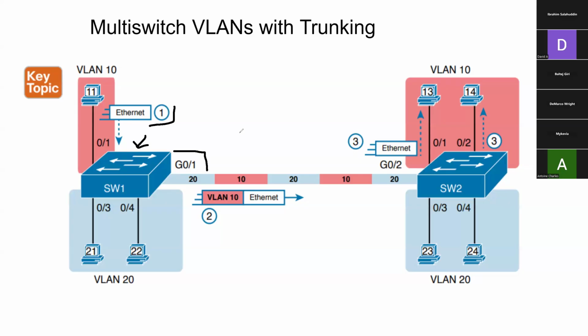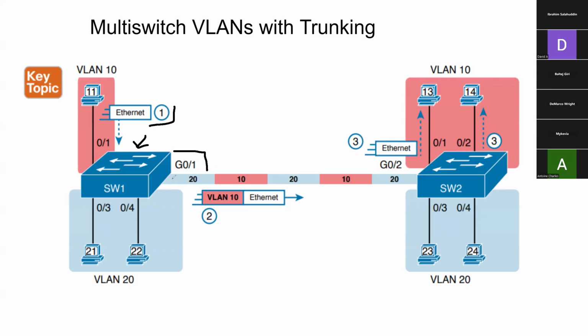Think of this as like a highway, right? When you're on the highway, there's a lot of different people on that highway, and they're destined for different areas. So this trunk can carry traffic from VLAN 10, VLAN 20. If we had VLAN 30, 40, whatever VLANs are on here, so long as it's configured that way.